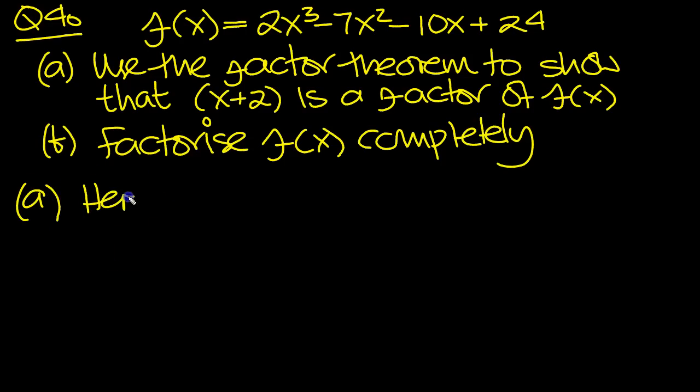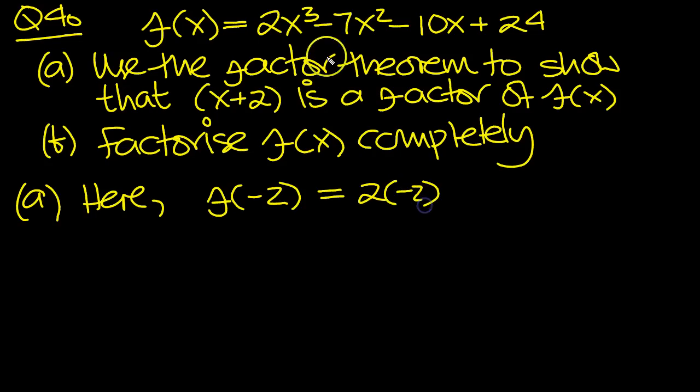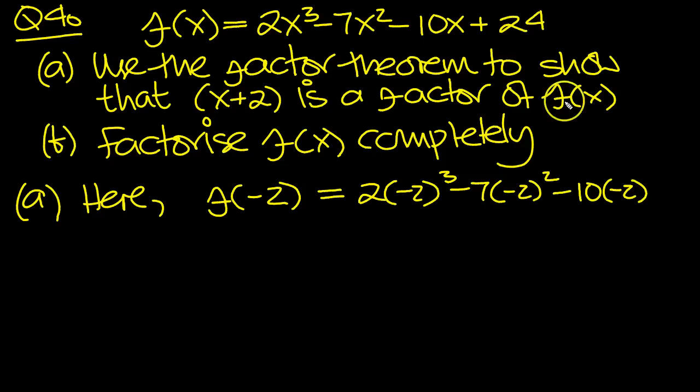So here for part A then, we need to show that f of minus 2 is 0, don't we? To show that x plus 2 is a factor. So f of minus 2 is 2 times the minus 2 cubed, minus 7 times minus 2 squared, minus 10 times the minus 2 input for x, plus 24.